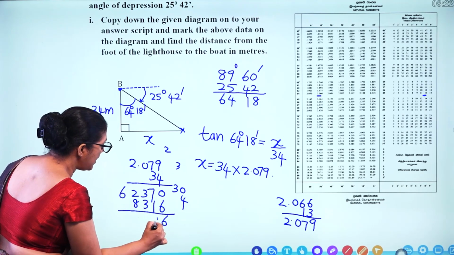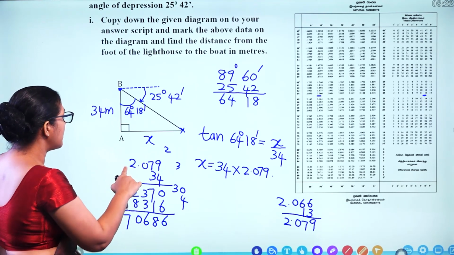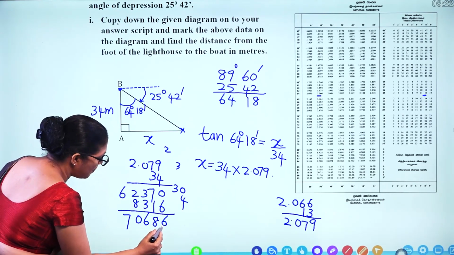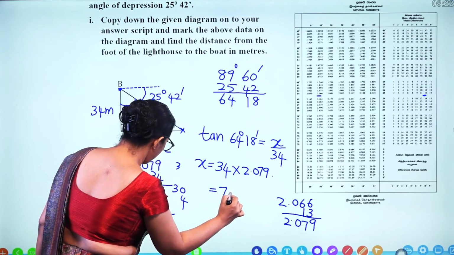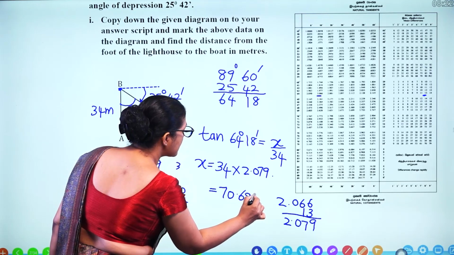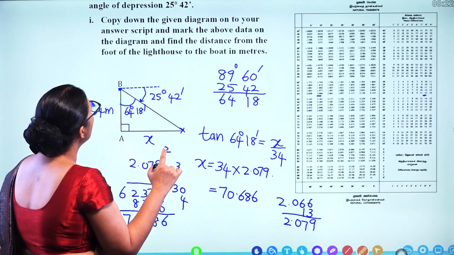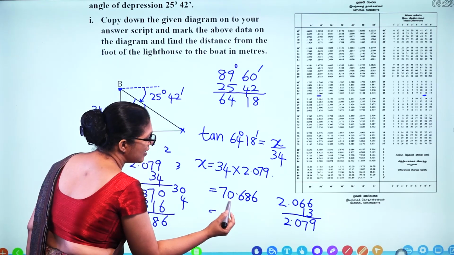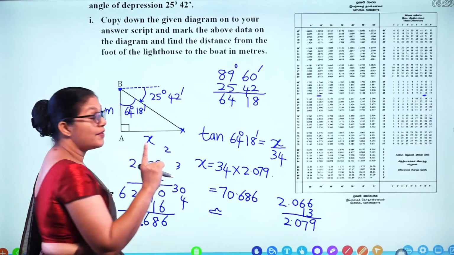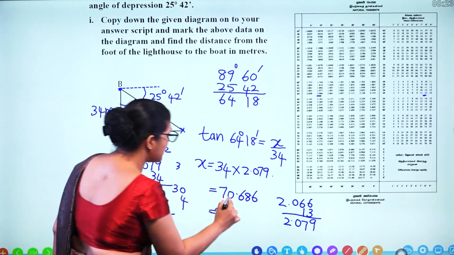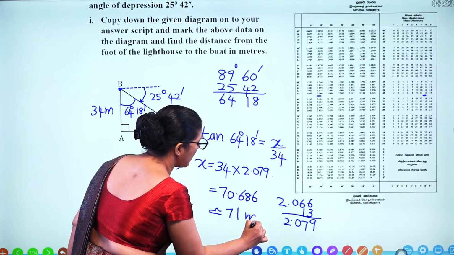So when you add it, you get this value, and here keep 3 decimal places. So 70.686, and you can round it to 1 decimal place, or I can round it to the nearest whole number, that's 71. 71 meters I can write.